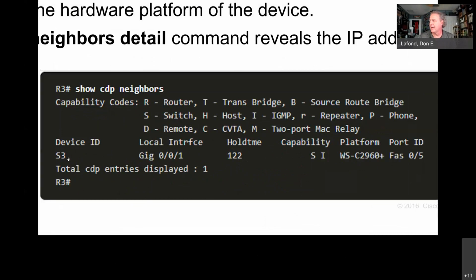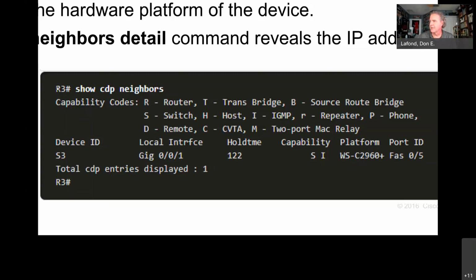So you are on S3, and your local interface is gigabit 0/1. It's set to a hold time of 122. This is capability, S and I. S is it's a switch. I is it's capable, or it's running IGMP. It is a WS-C 2960 switch, and it's connected on its fast Ethernet 0/5.